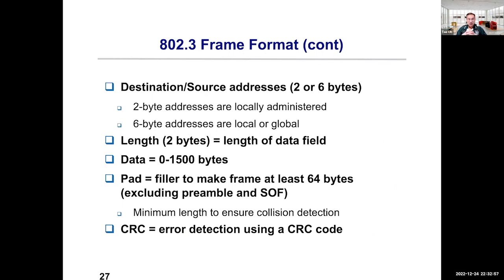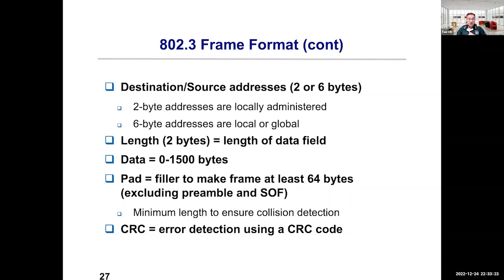So here's a description of the frame format. Length of the data field. Data is typically between 0 and 1,500 bytes. It's pretty long. Filler makes a frame at least 64 bytes. CRC is an error detection. Okay.